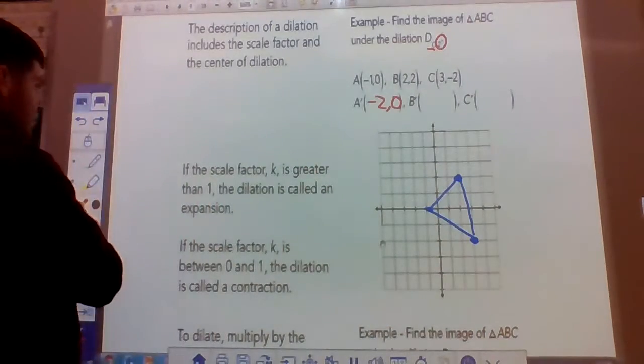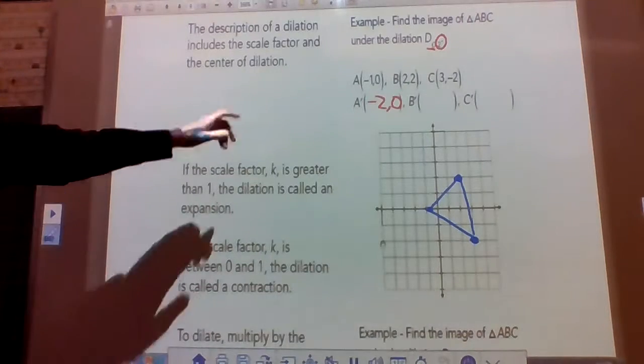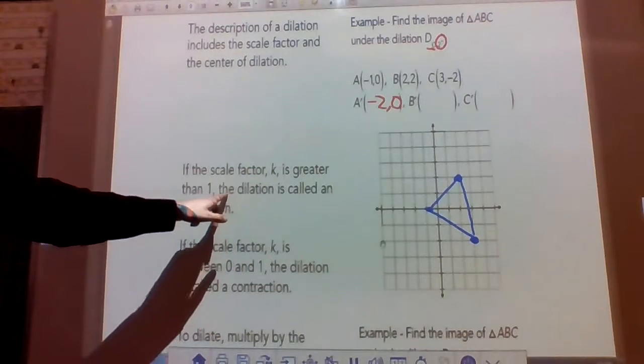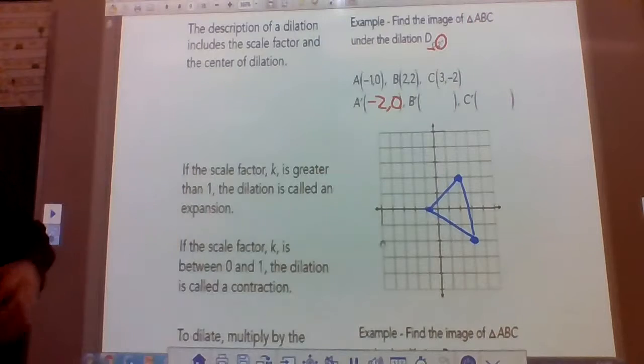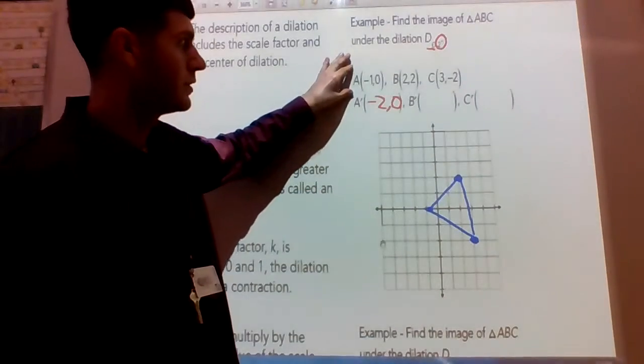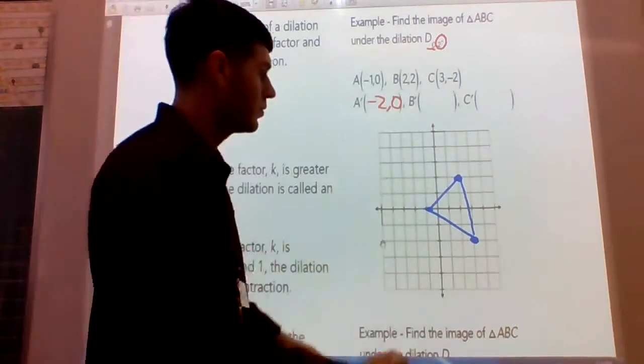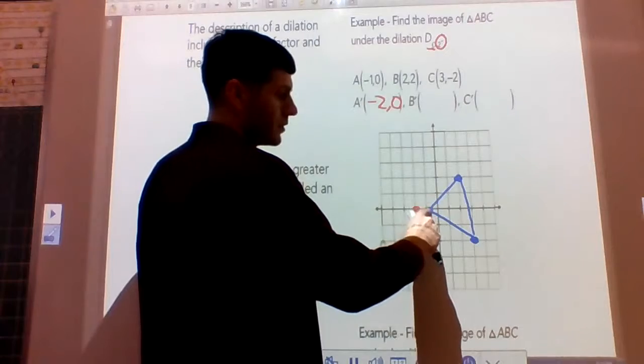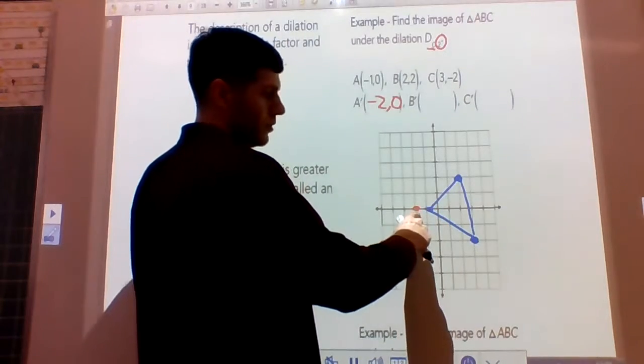And we're going to do a dilation. This is an expansion because the scale factor is greater than 1. Since the scale factor is 2, it's greater than 1, and so it's an expansion. It's getting larger. So we multiply negative 1 and 0 by 2, and we get negative 2, 0. It's now twice as far from the origin as it was before.